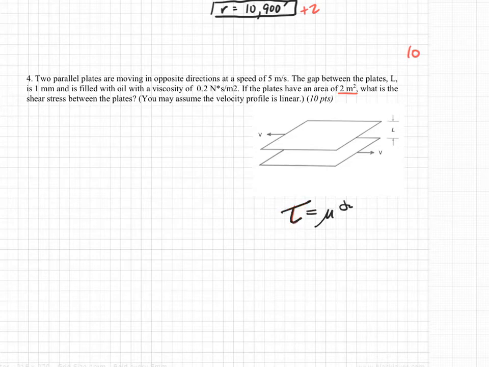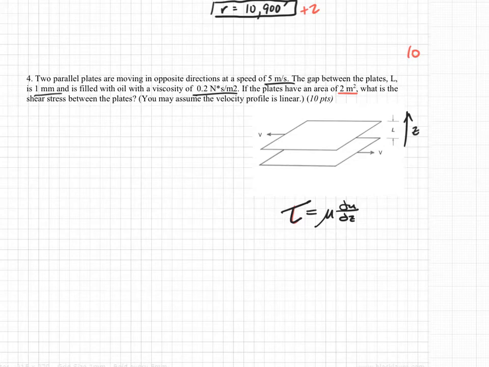Tau equals mu du dz, let's call it z. Call this direction z. You can call it y, you can call it x, whatever you want, so it doesn't matter. So that's what we're looking for. Do we have mu? We have mu. What about du? What is the difference in velocity between these two? Well, they're both moving in opposite directions at 5 meters per second, so we have those. What about z? We know the difference in height between the two, because they're 1 millimeter apart.